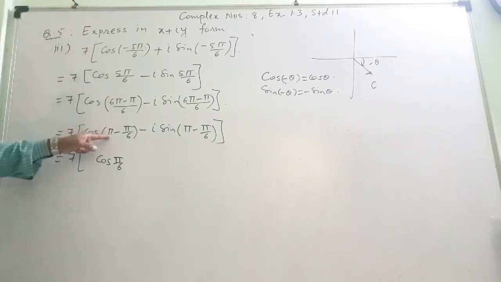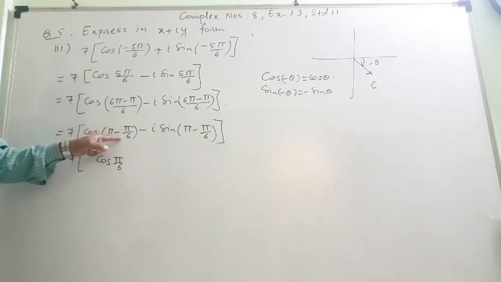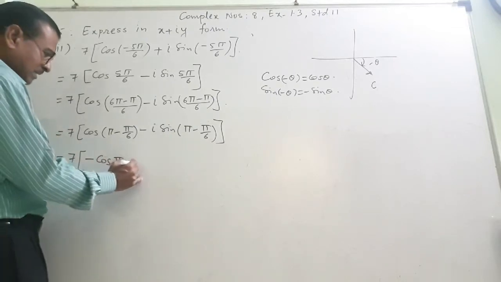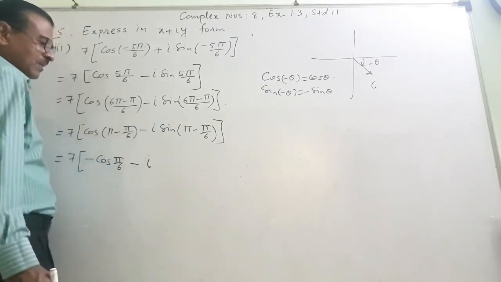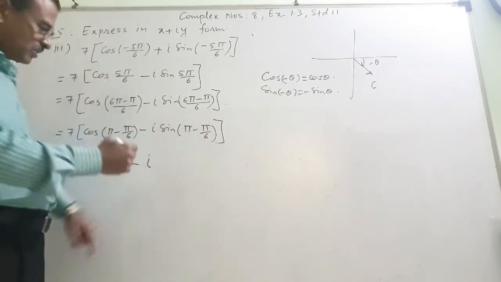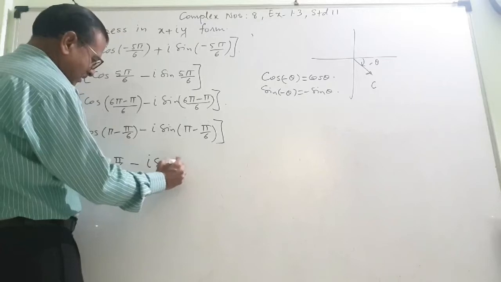But whether it will be positive or negative: pi means 180 and pi by 6 means 30 degrees. 180 minus 30, it will be in the second quadrant. In the second quadrant, cos, which I am searching, will be negative, minus i. This is in the second quadrant. In the second quadrant, sine is positive, so i sin pi by 6.